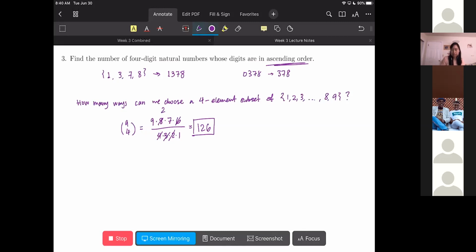So all we have to do is just break the question into a more familiar form to try and solve the answer. So here the insight we need to make is just that for every subset that has 4 elements, that will create a 4-digit number where the digits are in ascending order.